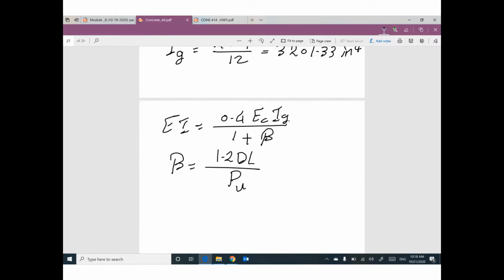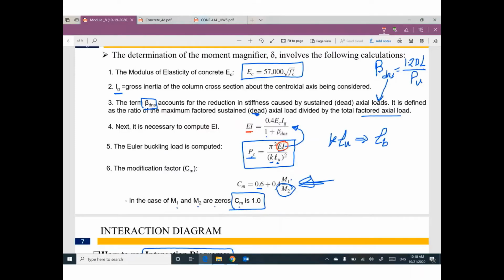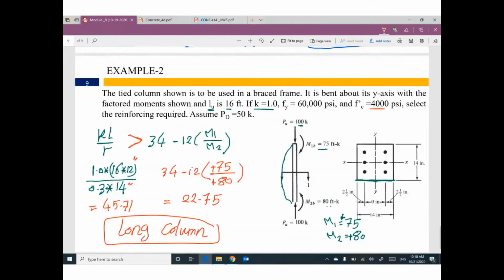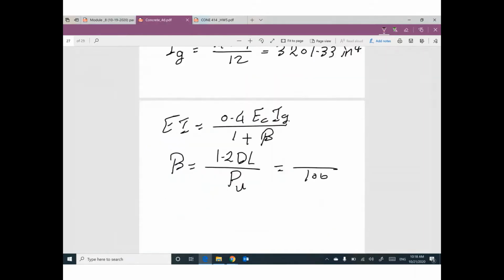Go back to the problem. The P ultimate is given 100 kip. And the value of dead load is given 50 kip. Dead load only. So I'm gonna multiply it by 1.2 times 50. So this value will be 0.6. So I can figure out the value of EI.